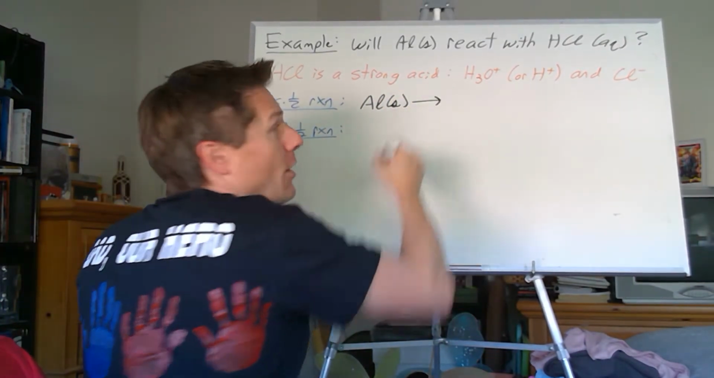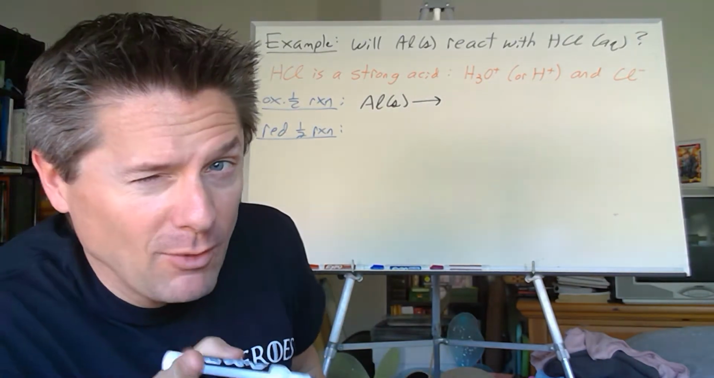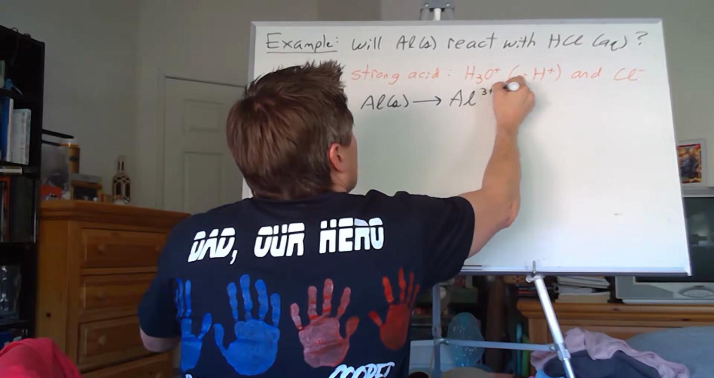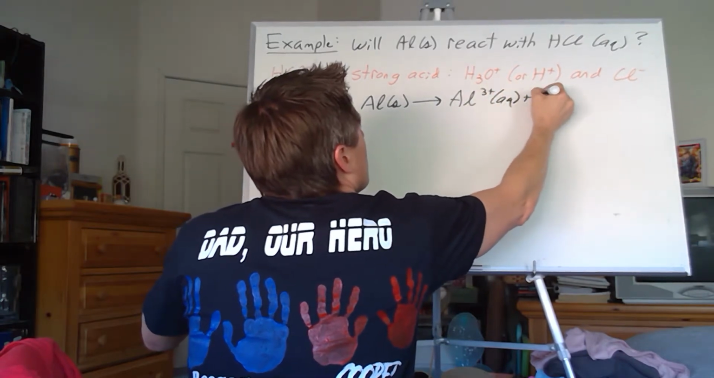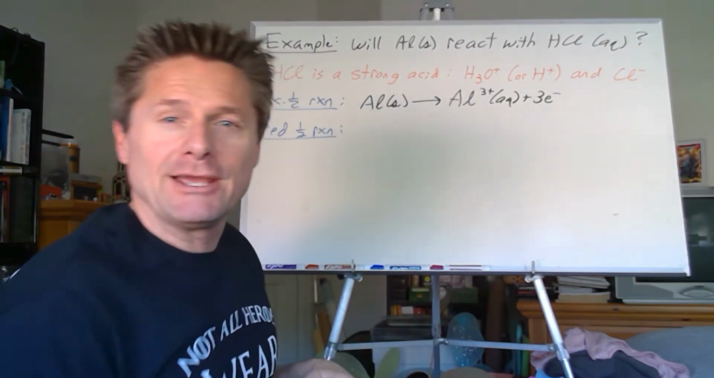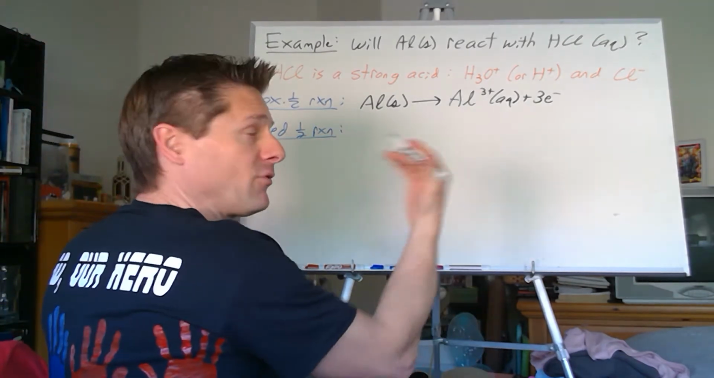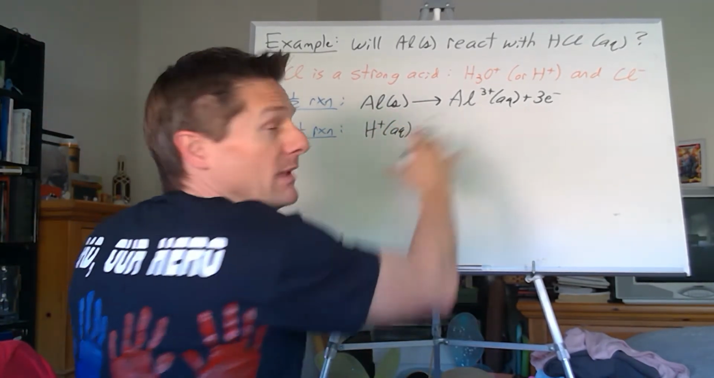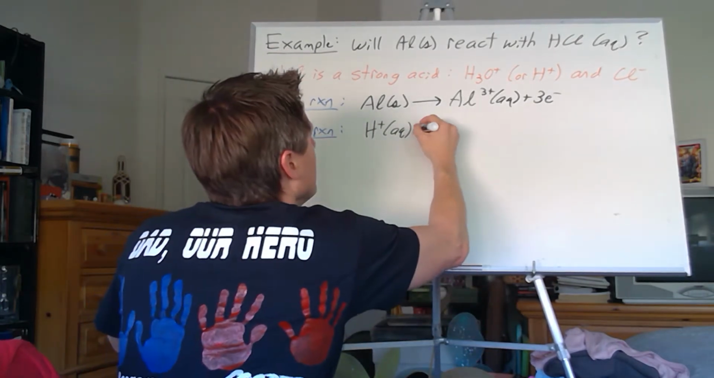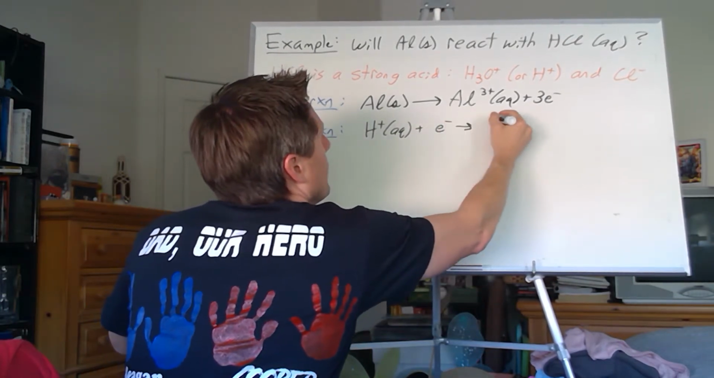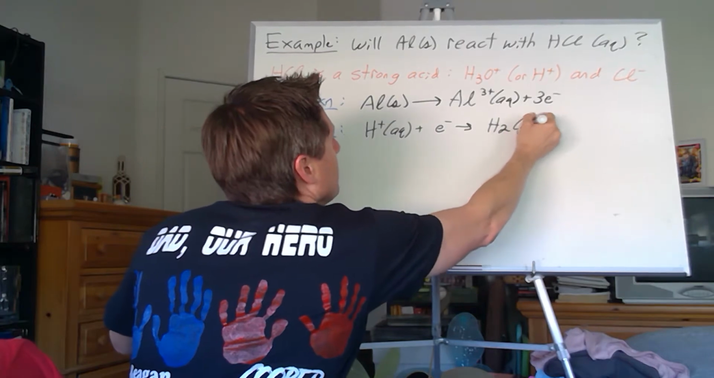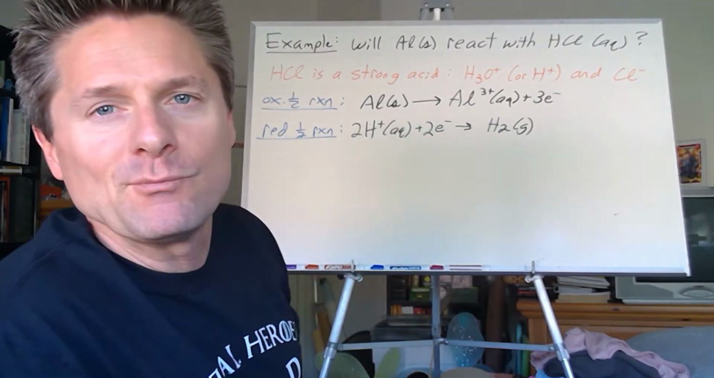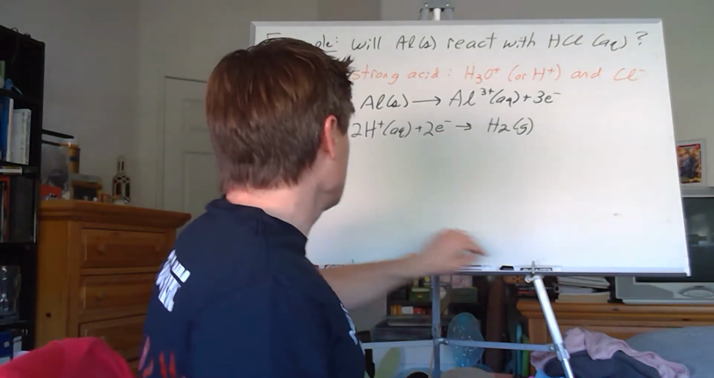So you should know by now aluminum's a type 1 metal, always goes to +3. So that goes to a +3 electrons. Right on. And then, of course, the hydrogen ions will be reducing. These will all be at 1 molar under standard conditions. And that goes to H2 gas. But we need 2 hydrogens, and then we got to double the electrons. Right on. So that's your standard hydrogen electrode.